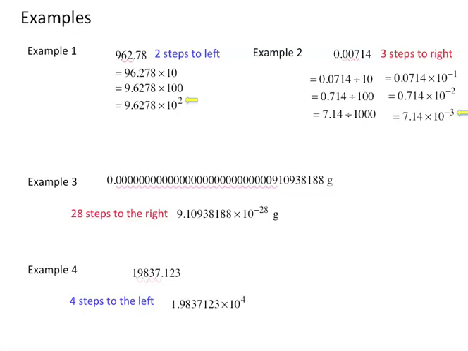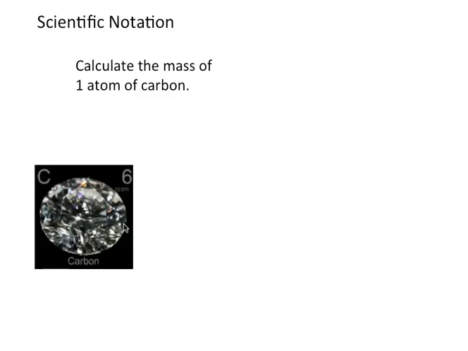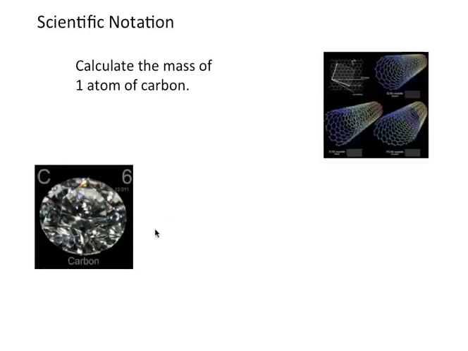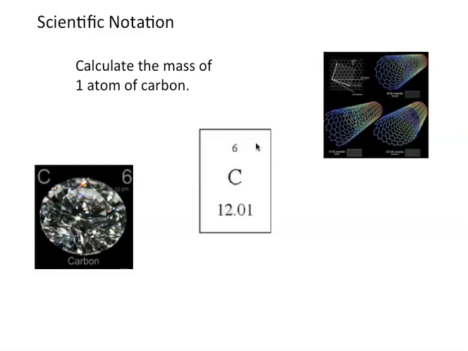All right, let's just look at a quick example. If you were asked to calculate the mass of 1 atom of carbon, and this is what carbon looks like. It's often found on a ring or underneath people's chairs. But this is carbon. Diamonds are made of carbon. Carbon nanotubes, very cool and useful if you want to build a space elevator. And here's carbon in the periodic table of elements, and it has an atomic mass of 12.01 grams per mole.